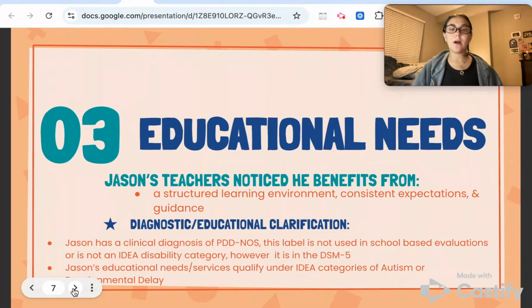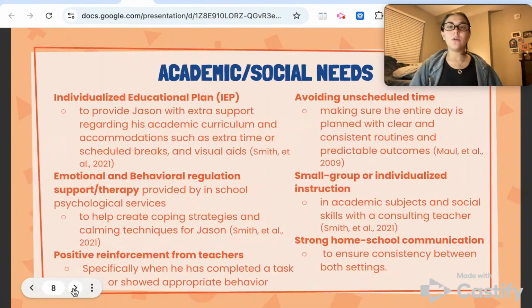So again, looking at his diagnosis, he has PDD-NOS. This is labeled as not used in school-based evaluations, but he does receive accommodations under IDEA for categories of autism or developmental delay, even though PDD-NOS is not an IDEA disability category. For academic and social needs, an individualized education plan would be appropriate for him. Emotional and behavioral regulation support and therapy provided by school psychological services, positive reinforcement from teachers, avoiding unscheduled time in the class, using small group or individualized instruction, as well as strong home-school communication are all things that Jason needs.